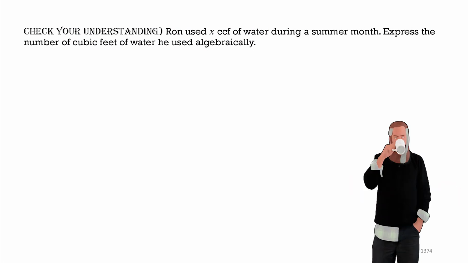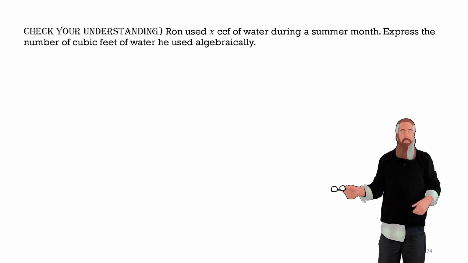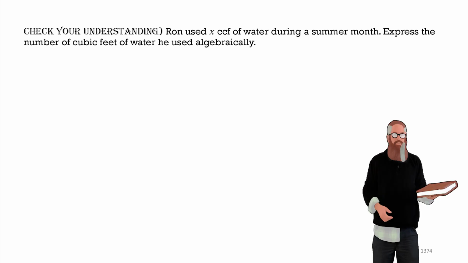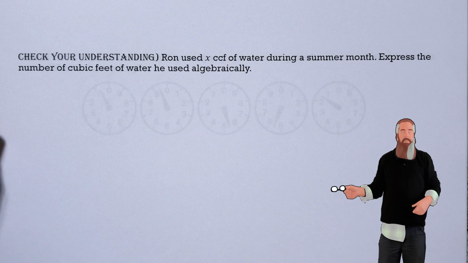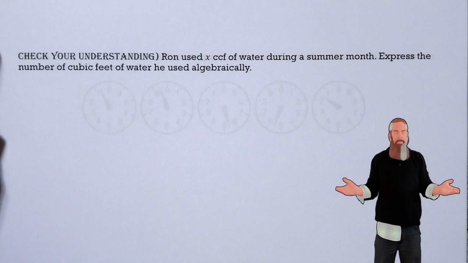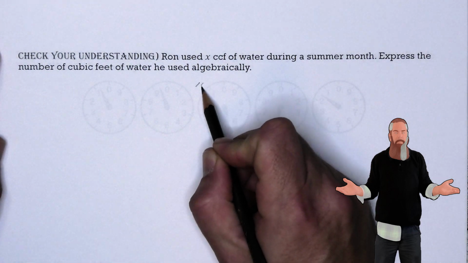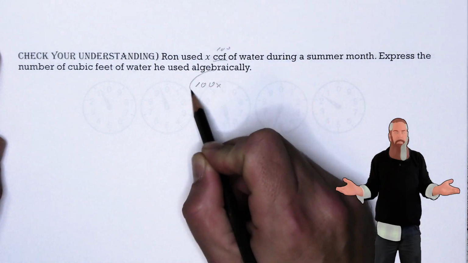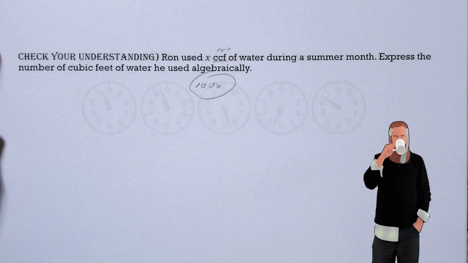Let's check our understanding of this. When Ron used X CCF of water during the summer month, express the number as cubic feet of water he used algebraically. We need to remember that the unit of measure is 100 cubic feet per CCF. So at 100 times X, that is all that it takes to write it algebraically.